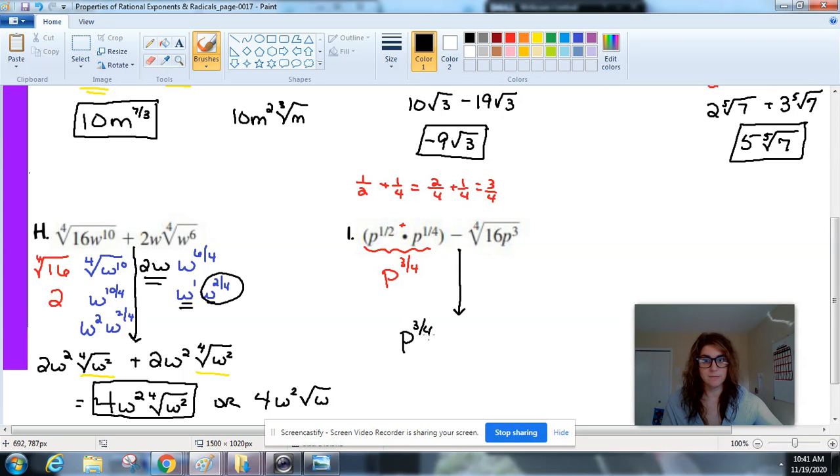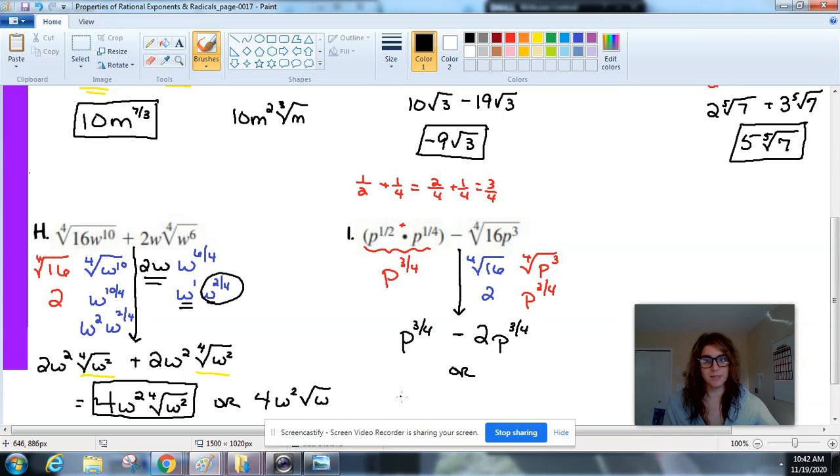P to the 3/4 minus. Over here, let's start simplifying that one. So we're looking at the 4th root of 16, and then the 4th root of p to the 3rd. Well, 4th root of 16, that is 2. 4th root of p to the 3rd, I can rewrite that as p to the 3/4. And, well, I already noticed I got a p to the 3/4 here. So I'm just going to keep them in fractional form because you want them identical.